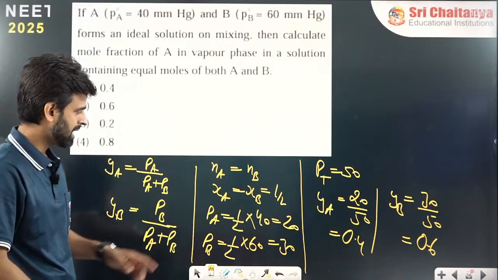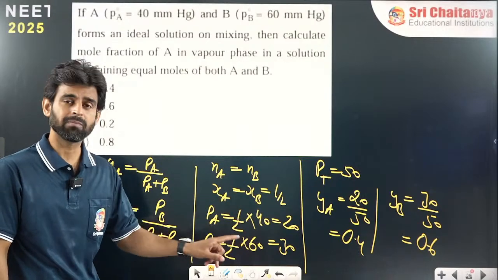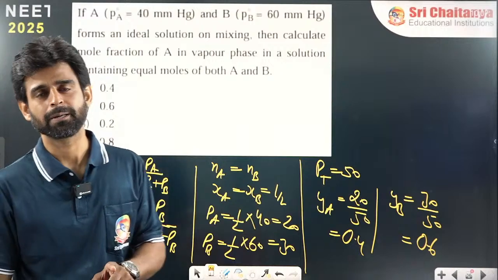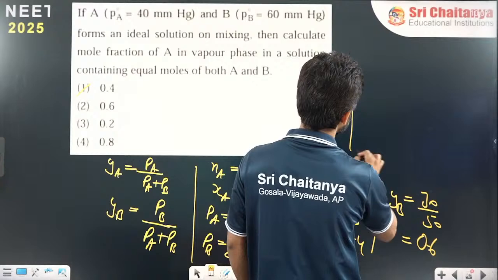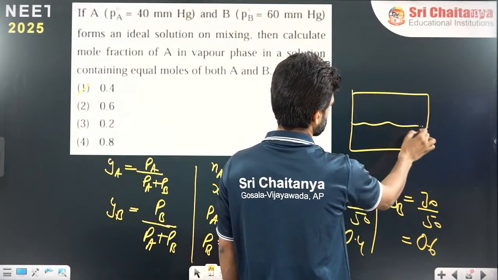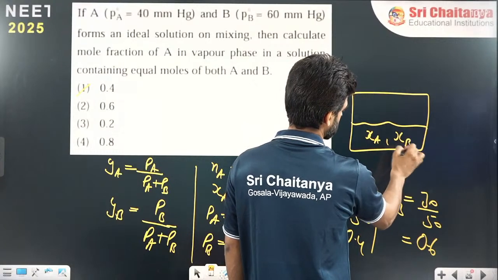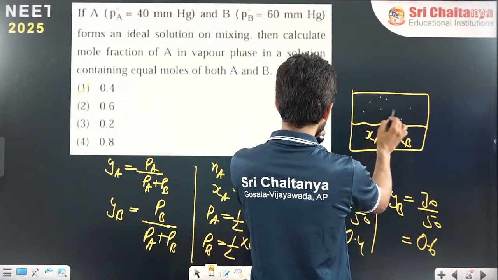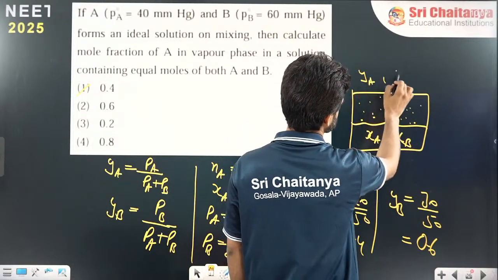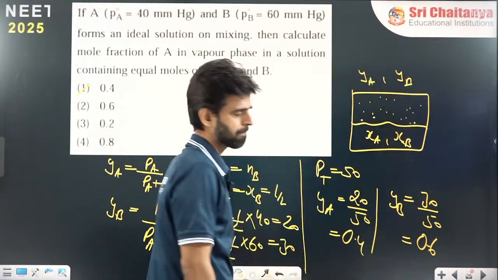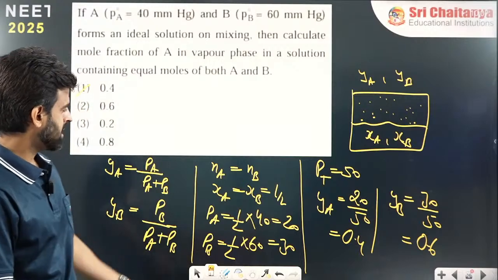Be clear. XA, XB are the mole fractions of A and B in liquid solution, and YA, YB are the mole fractions of A and B in vapor phase, right? Vapor phase means when you make the solution, here A and B are present, so their mole fractions are XA, XB. And in vapor phase we also have A and B, whose mole fractions are YA and YB. This way you can go. Fine. That's from Raoult's law.